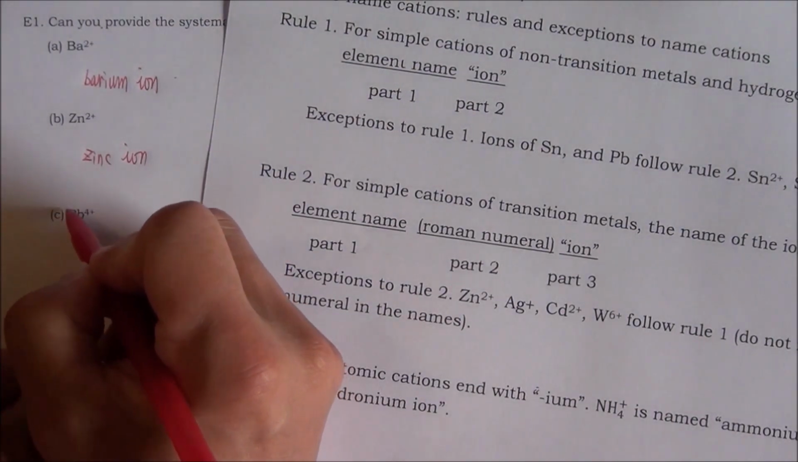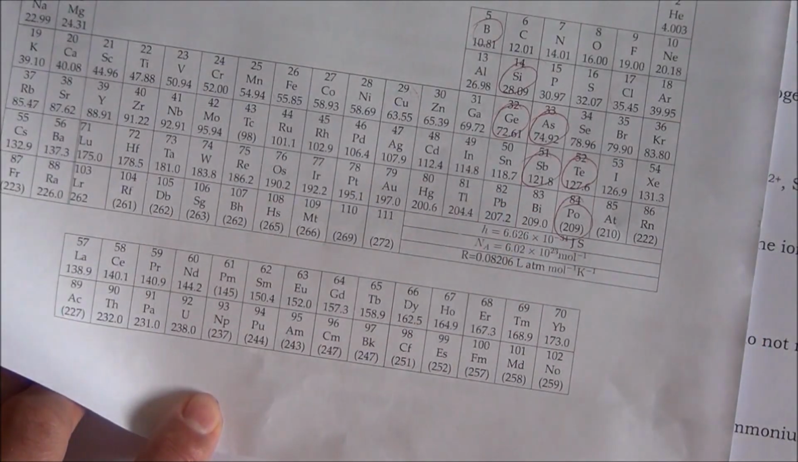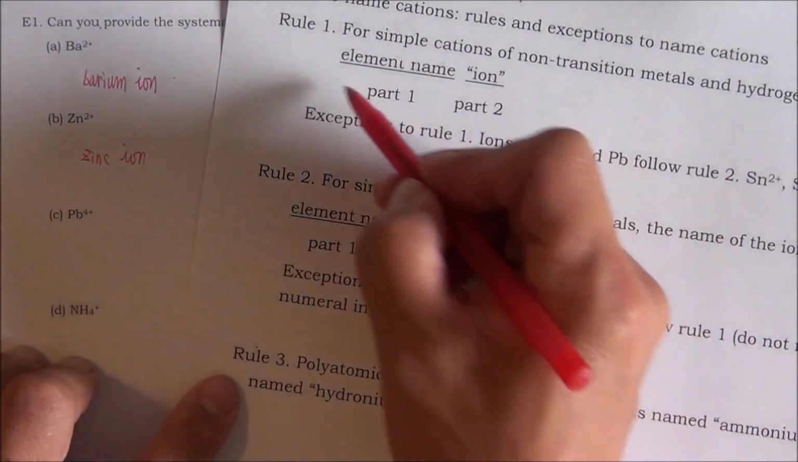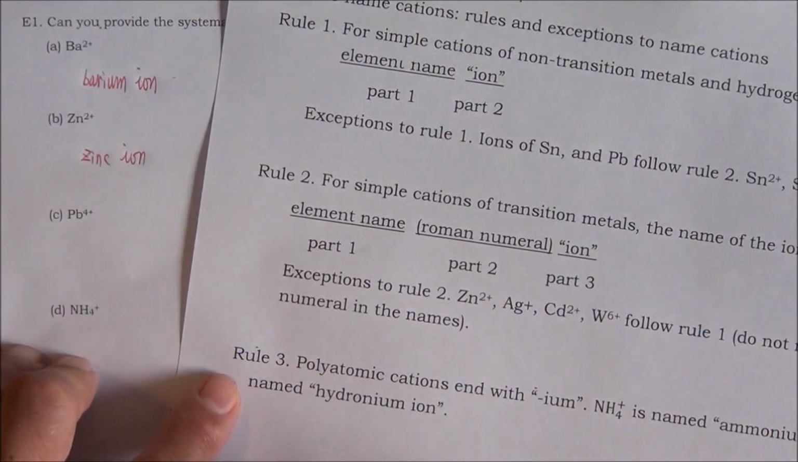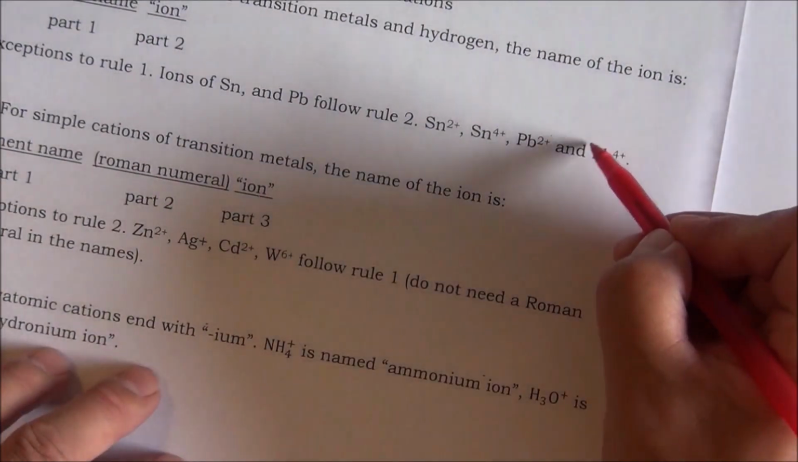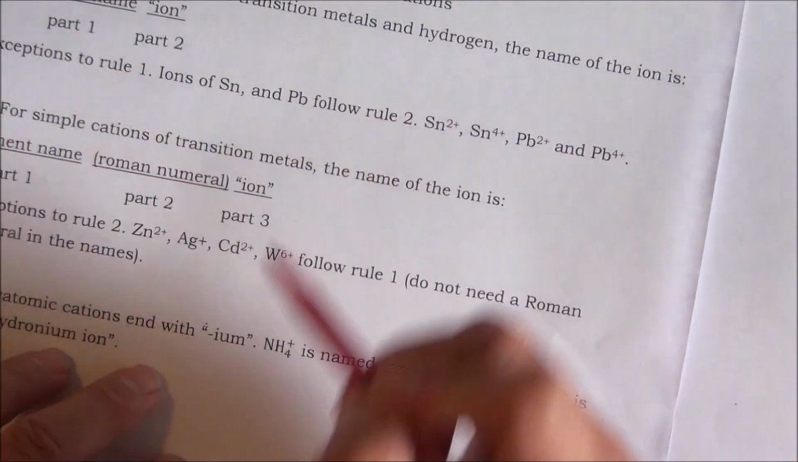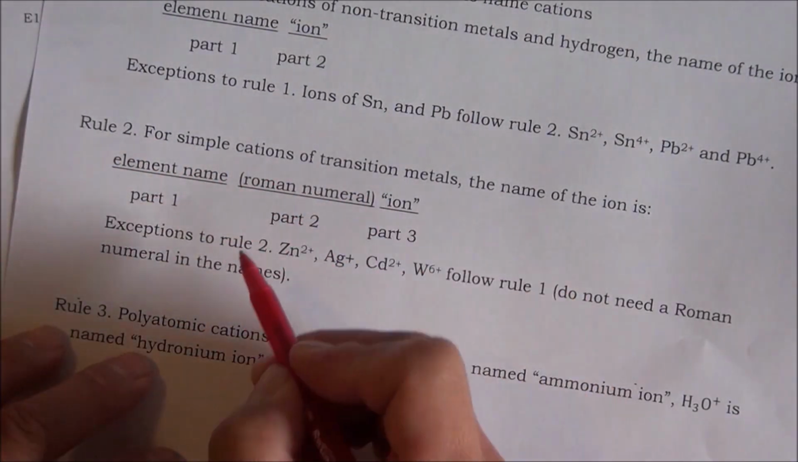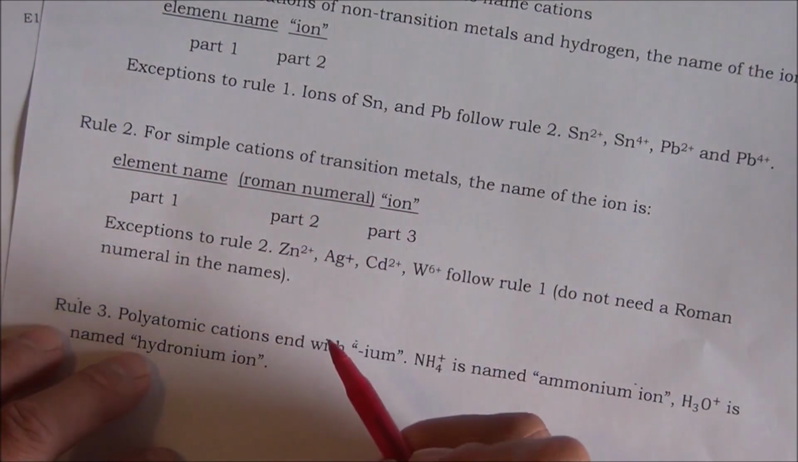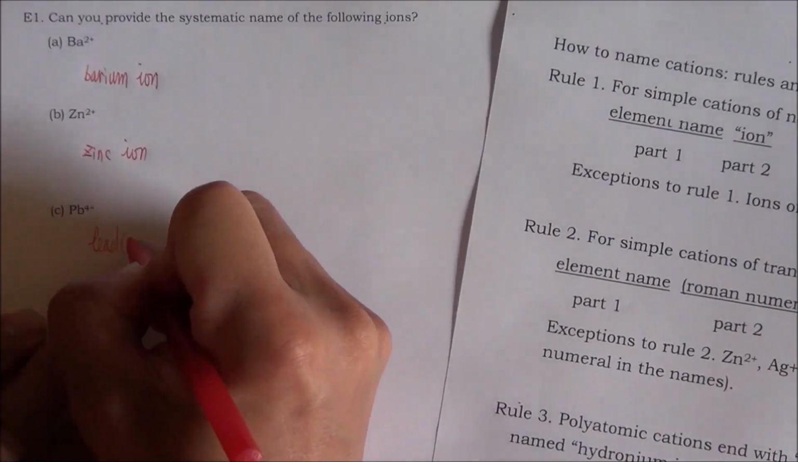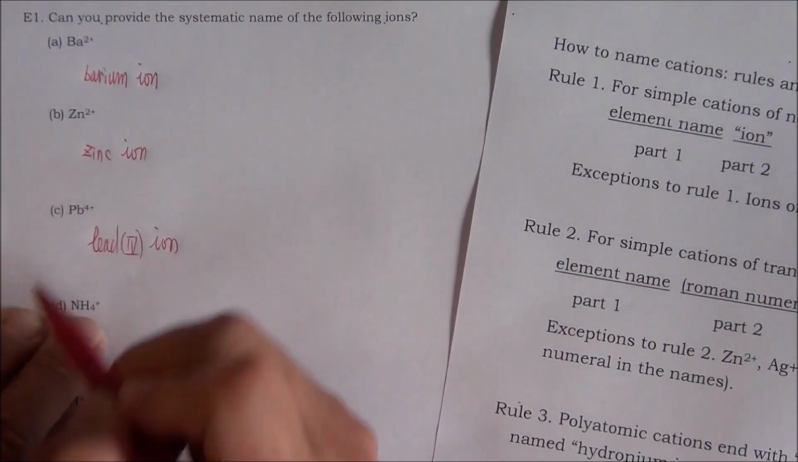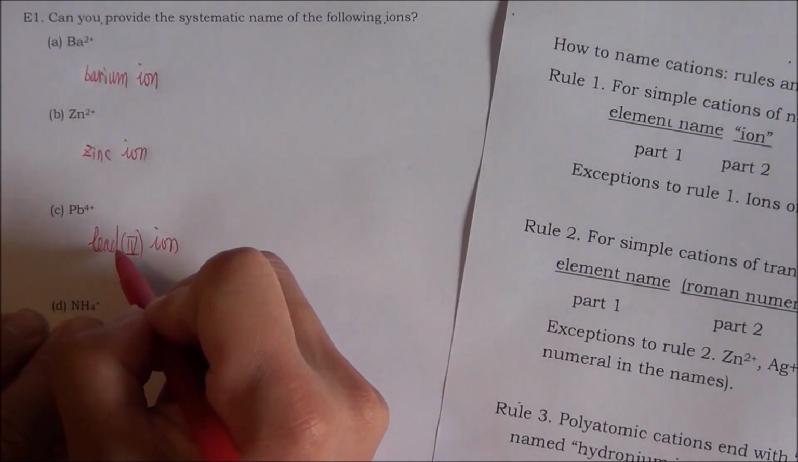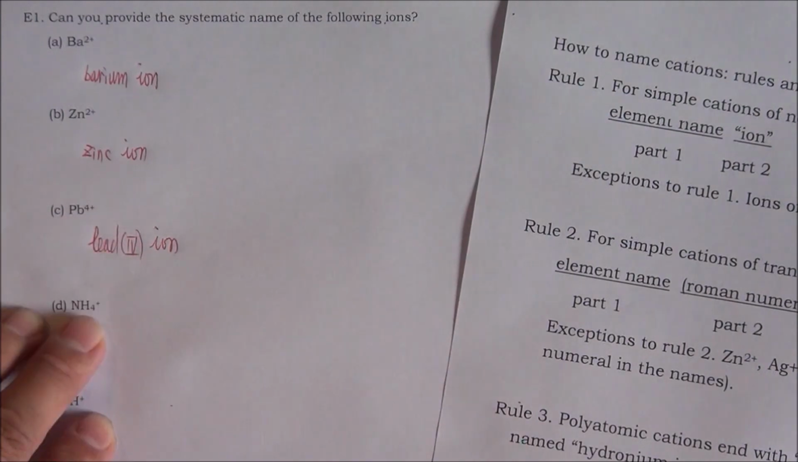Let's look at the next example, Pb4+. Pb is a non-transition metal. Therefore, we should follow rule number 1. However, when we look at the exceptions to rule number 1, lead is one of them. Therefore, when we name Pb4+, we need to follow rule number 2. The name should include 3 parts: element name plus a parenthesis with a Roman numeral inside the parenthesis plus ion. This is the name of Pb4+: lead (IV) ion. Please pay attention. There's no space between lead and the parenthesis.